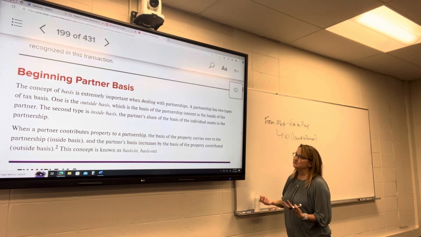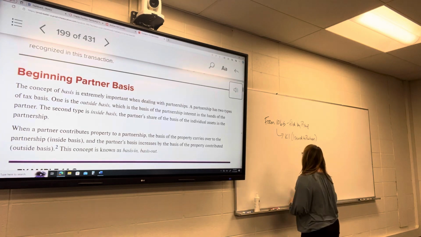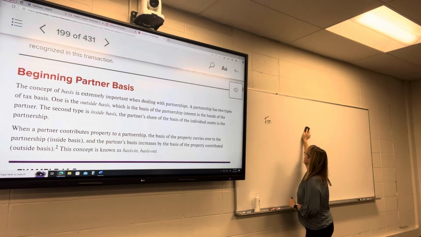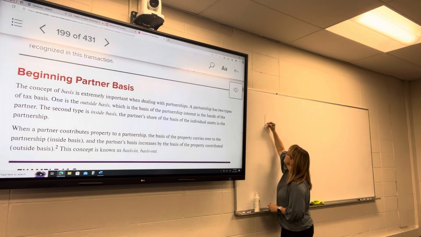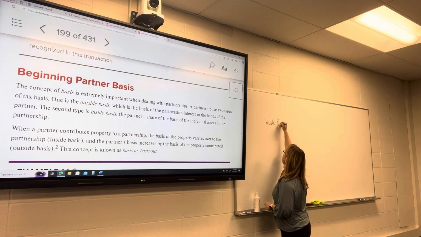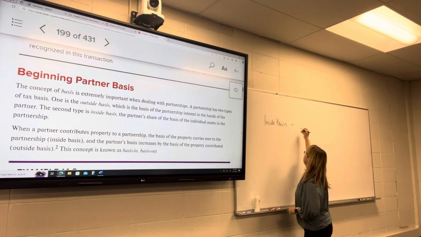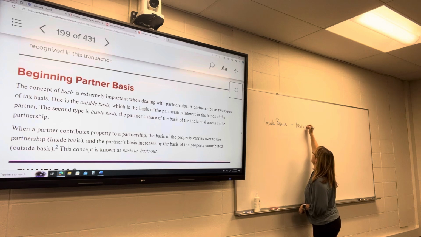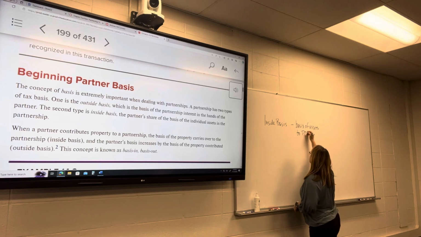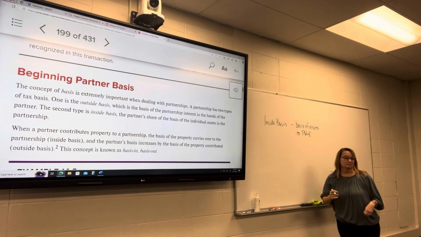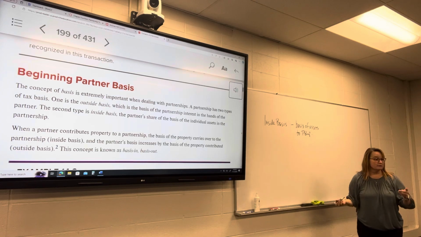Now, like I said, we've got two different types of basis with partnerships. We have inside basis and we have outside basis. So inside basis is the basis of the assets to the partnership. The partnership owns that truck, that $1,000 truck.